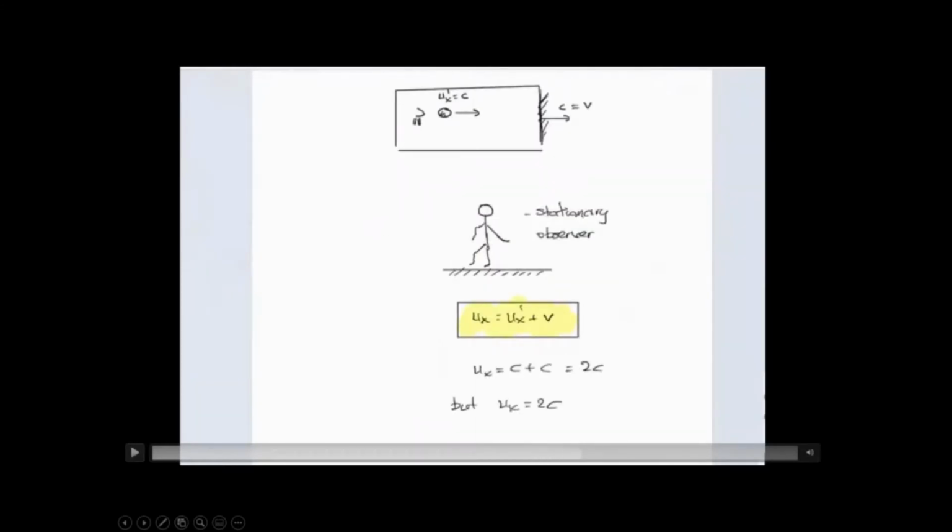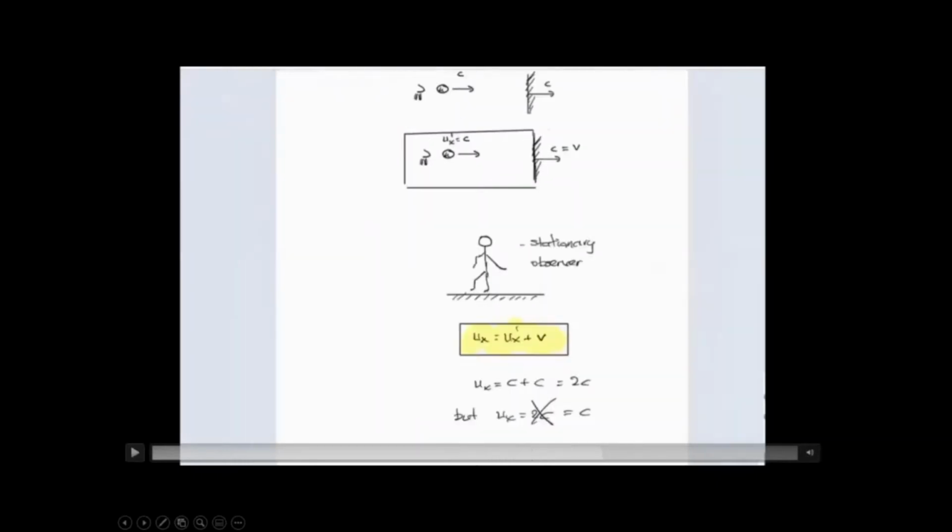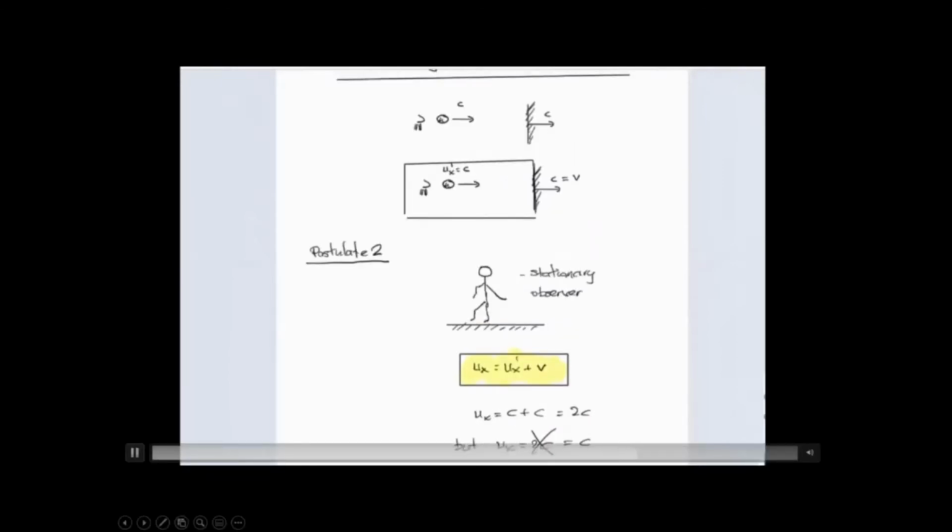But the problem with that is light should move at the light speed relative to this guy, Einstein, as well as this guy, the stationary observer. So which means that light cannot be moving at twice the light speed. So which means that the Galilean transformation does not work, which means that the normal standard map that we've been using, the commonsensical map, is not going to work for this sort of stuff.